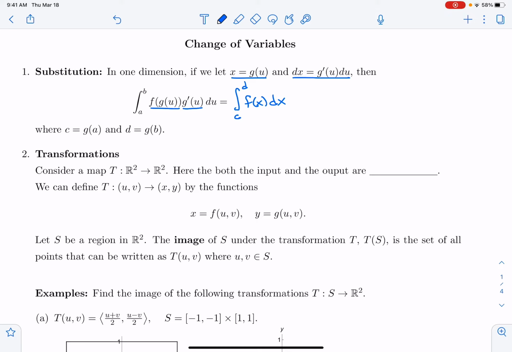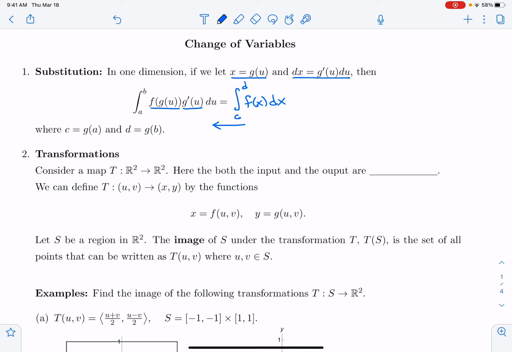But as you will see in this video and the next, we'll actually be working in reverse, where we're going to take an integral of something simple like f of x dx over a really complicated domain, and then we're going to change the variables so that instead we're going to work with an integral of f of g of u times g prime of u du.